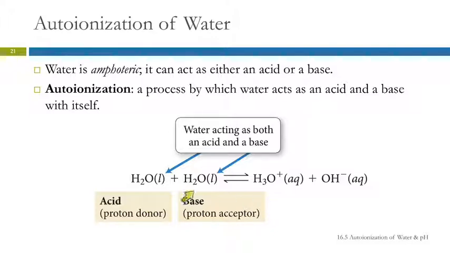So this is an equilibrium, and the equilibrium constant for this is very small, which tells us that this only happens a little tiny bit. But the important thing is that it can happen. Is that why the pH of water is usually neutral? This is why the pH of pure water is neutral.